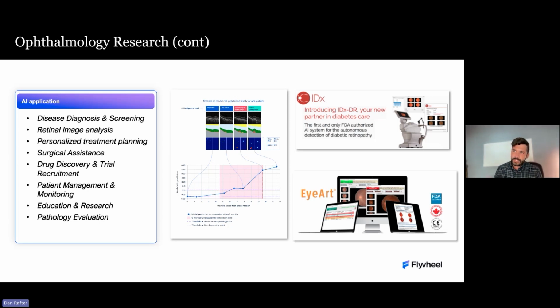I just wanted to call out three of the key breakthroughs here that have come out in the recent past with FDA approval. That's DeepMind's OCT analysis, which is an AI application that identifies more than 50 eye conditions on OCT scans automatically. We've got IDx-DR, which is an autonomous diabetic retinopathy detection system, as well as IART, which is also an AI platform for diabetic retinopathy scanning.